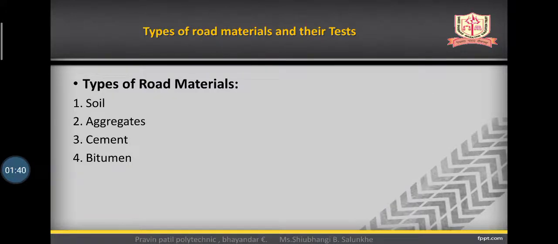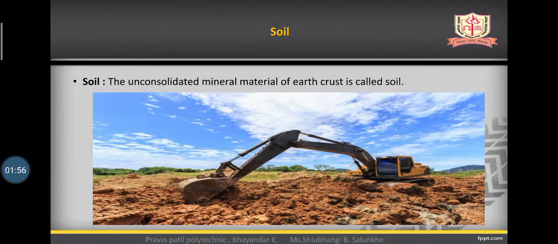So first we are going to see which types of road material there are and which tests are conducted on them. The types of road material are soil, aggregate, cement and bitumen. The first material is soil. What is soil? The unconsolidated mineral material of the earth crust is called soil.